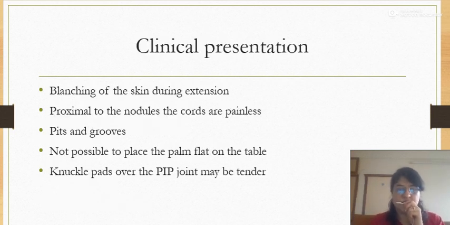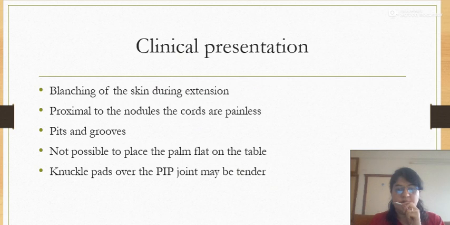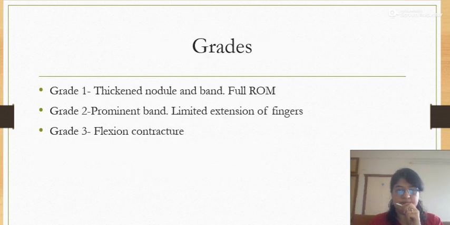Clinical features will be blanching of the skin during the extension. Proximal to the nodules, the cords will be painless. Pits and grooves. You can see the picture of the pits and grooves here. It is not possible to place the palm flat on the table, and knuckle pads over the PIP joint will be tender.